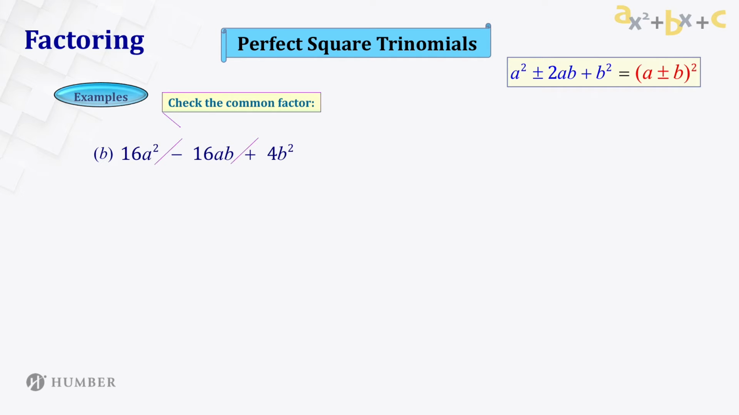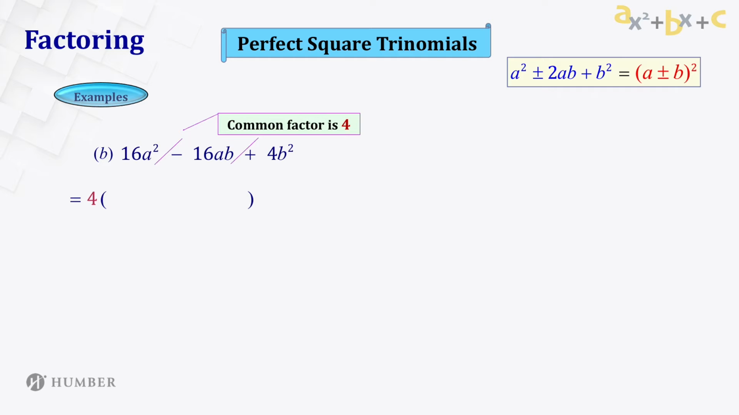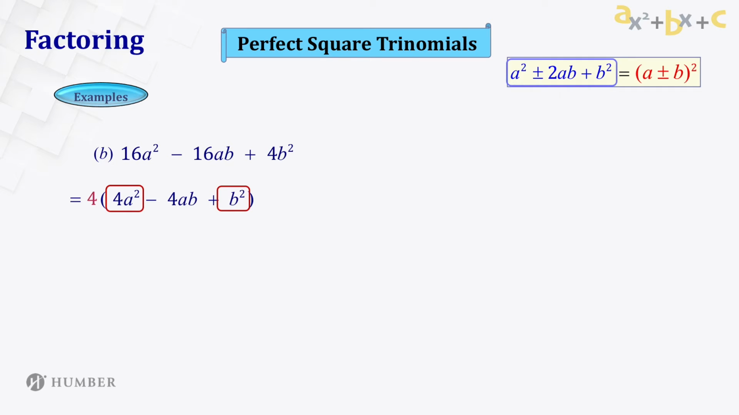We can see the common factor is 4 in each term. Let's take the common factor 4 out from each term, which means we divide each term by 4. And we are left with 4a squared minus 4ab plus b squared inside the bracket. Since we can see that the first and the last terms are in the squared forms, the expression most likely has the form of a perfect square trinomial.